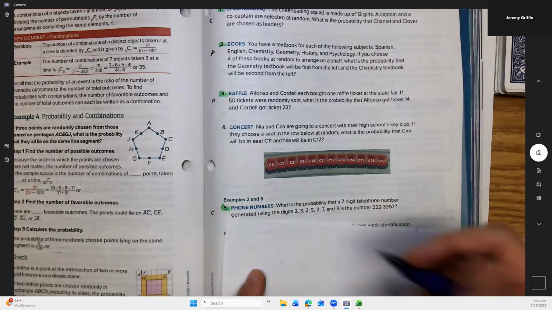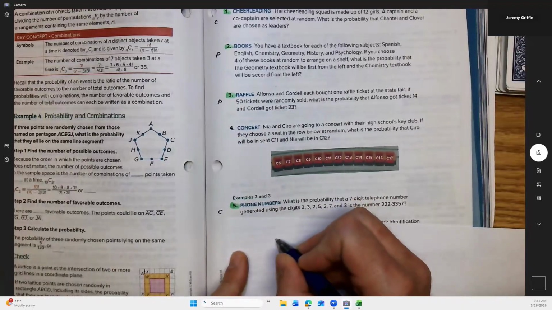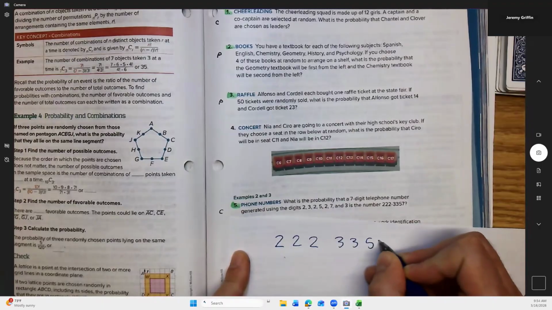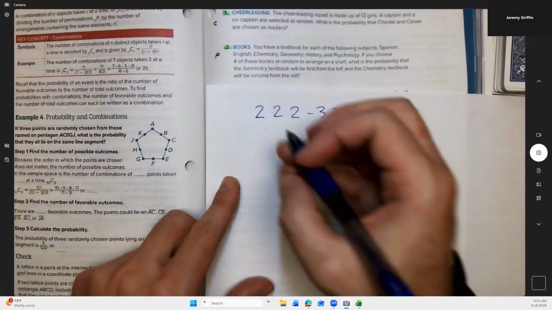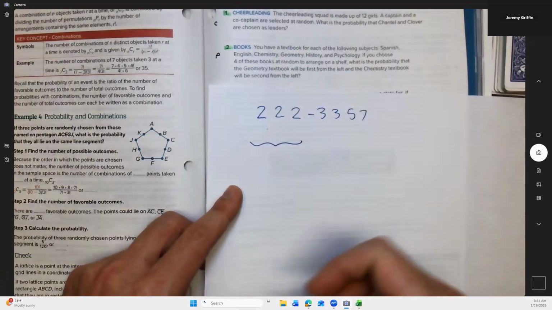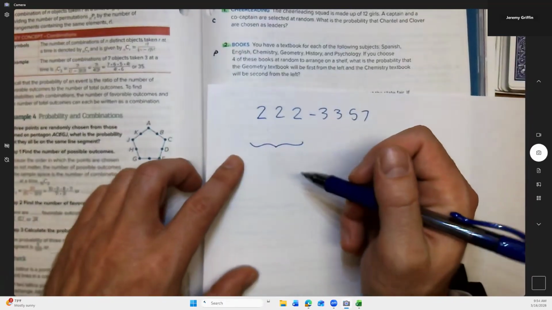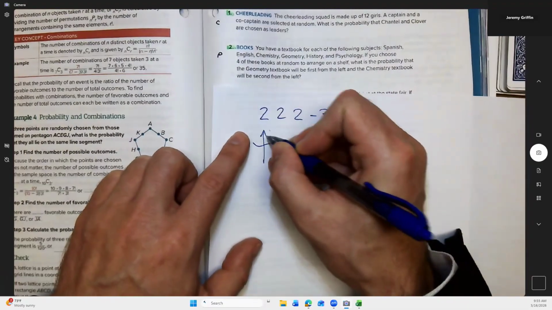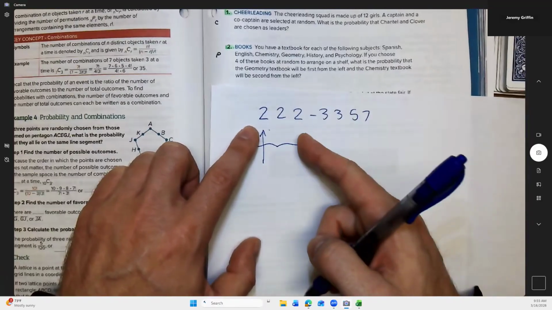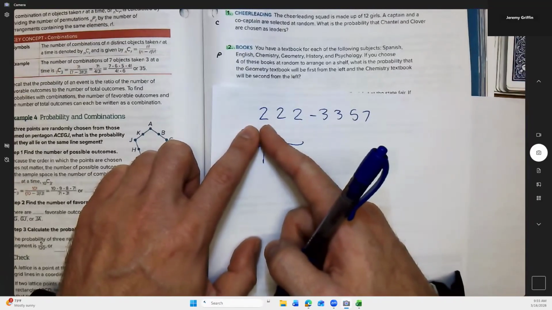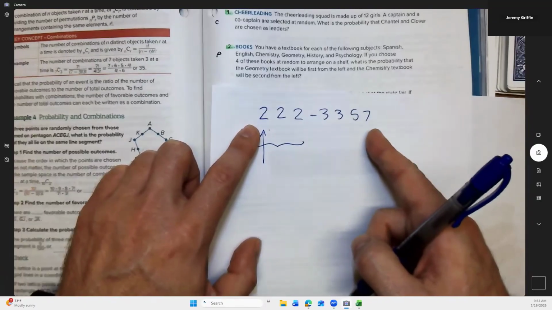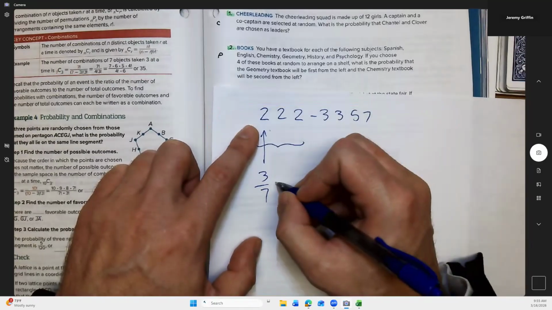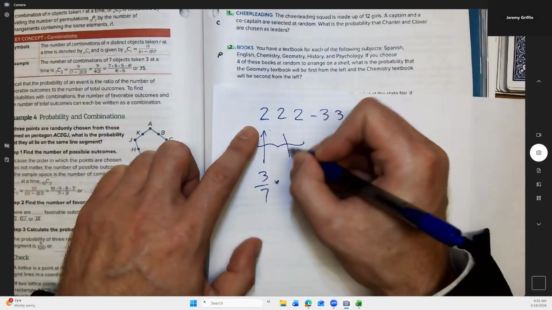So what's the chance that you take these 7 numbers and it comes out in exactly the order 2 2 2 3 3 5 7? There might be a couple of different ways to approach this, but the way I would do it: the chance that the first number is a 2. There are 3 2s out of 7 digits, so isn't there a 3 out of 7 chance that the first number is a 2?